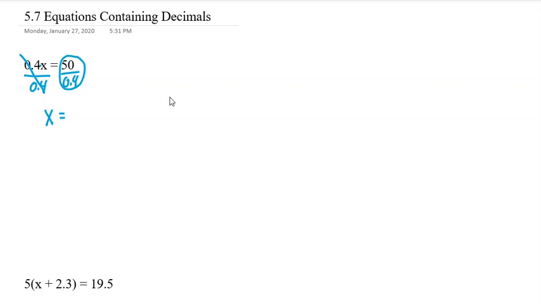And now we turn off our algebra brain and we turn on our decimal brain and we say, well, how do we do 50 divided by 0.4? And the way we do it is we do long division, 0.4 into 50, and then we move the decimal over one space. So the decimal point's going to be right there. There's three spaces. It's 4 into 500.